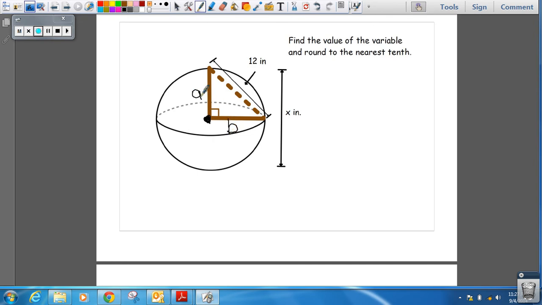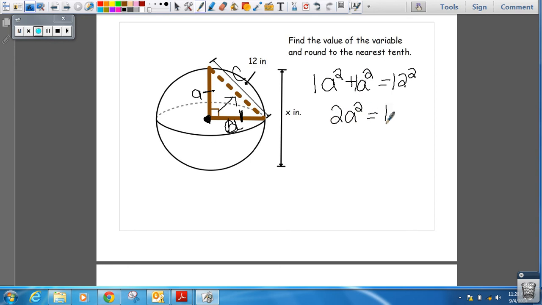But in this case, both of these would be congruent to each other. So I'm going to treat them both as A's. Here is my 90-degree angle, so here's my C, my hypotenuse. So I have A squared plus A squared, because they are the same length, they're congruent, is equal to C squared, which is 12 squared. A squared plus A squared. 1A squared plus 1A squared is 2A squared.